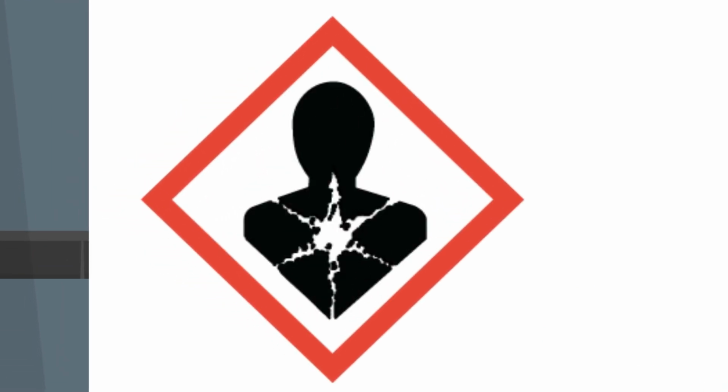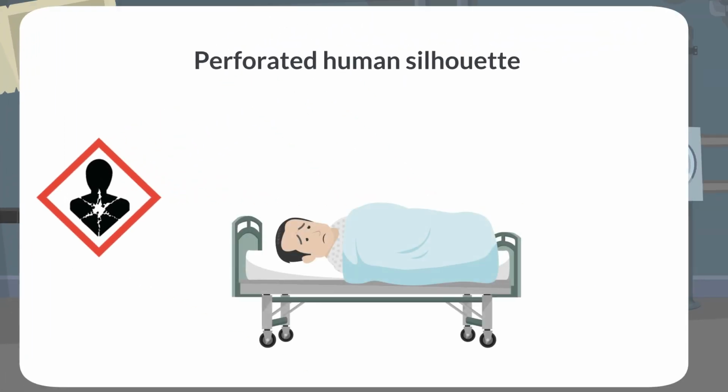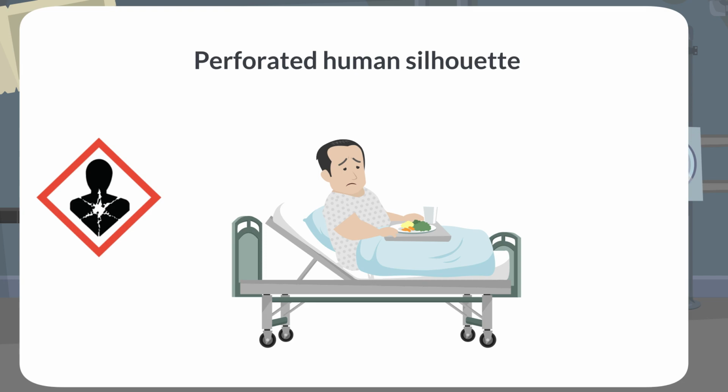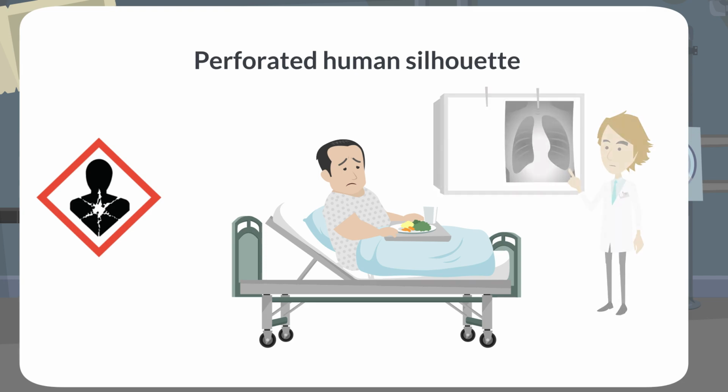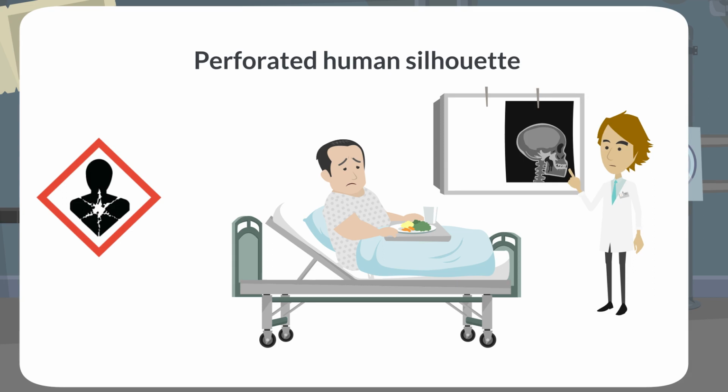The pictogram of a perforated human silhouette represents carcinogenic or teratogenic materials. These materials are very dangerous and can have serious health effects that you may not see right away. These products can cause cancer and damage your internal organs.